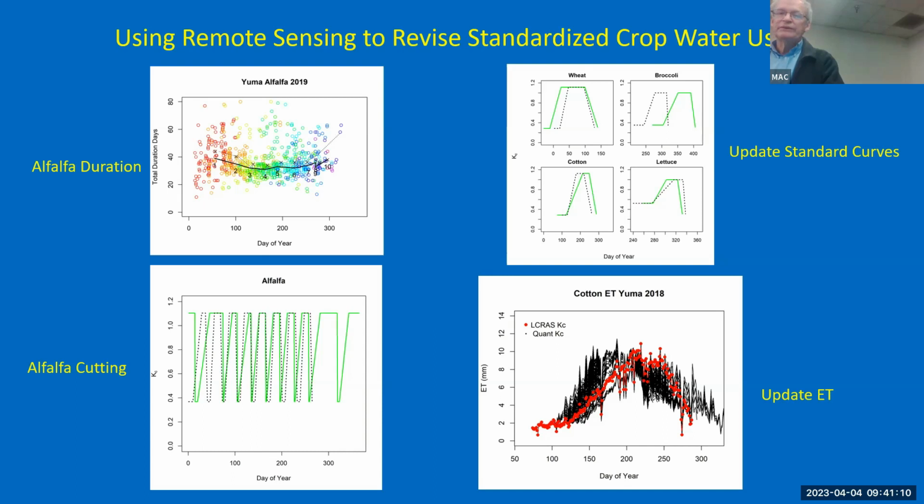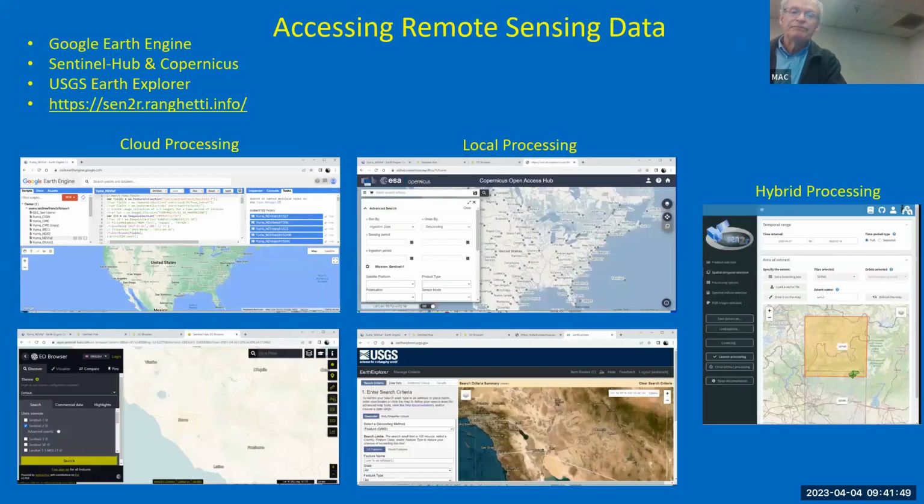Sometimes those estimates are pretty good, and sometimes they're really wrong. For example, Reclamation thinks that all wheat in Yuma is planted in early to mid-December. Well, it isn't. It's actually planted later, and it's harvested a little bit earlier than what they think. So the satellite data is going to help inform them to make their models better. And the bottom right just shows you that when you use standardized estimates of crop water use, you get the red curve, and when you use actual remote sensing data, you appreciate the variability amongst different fields.